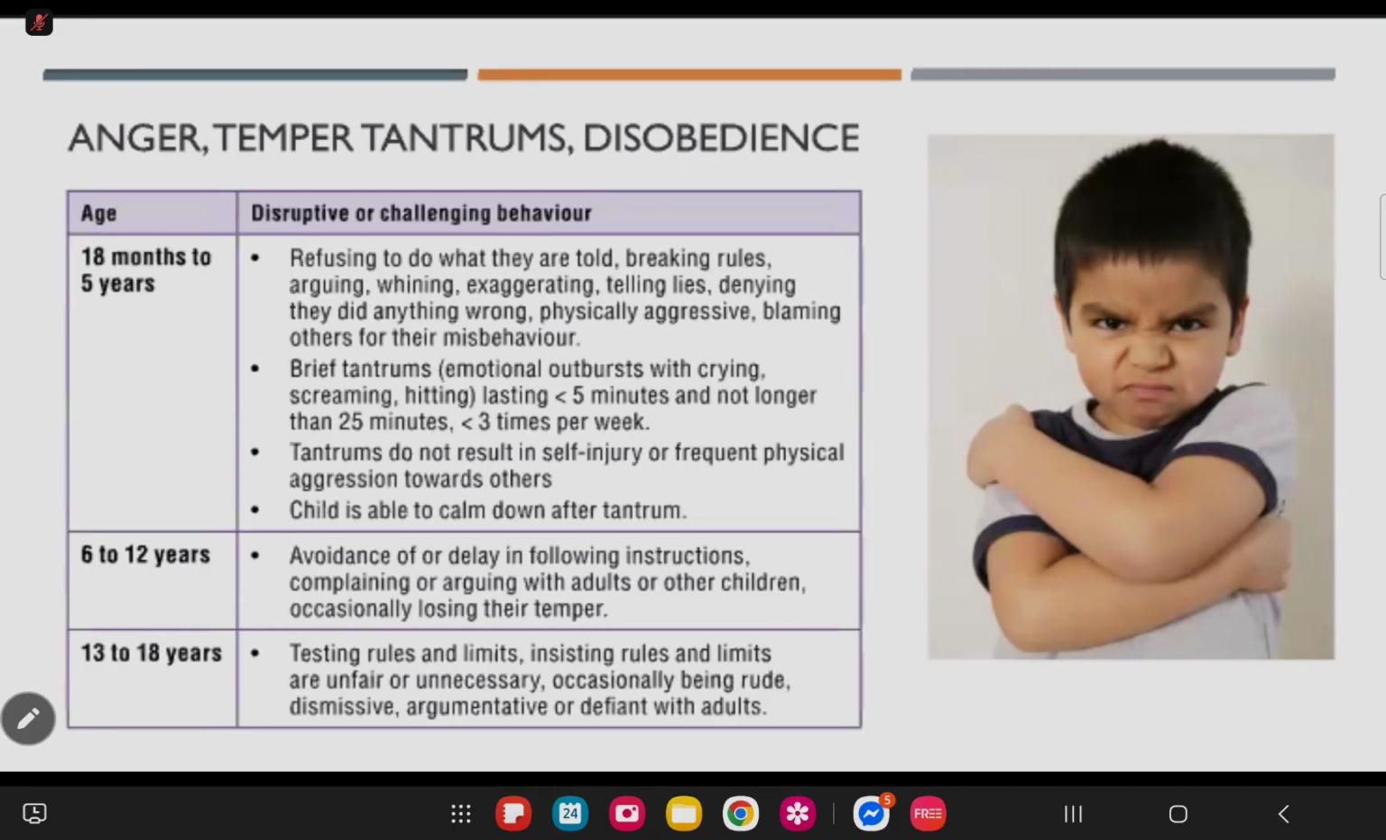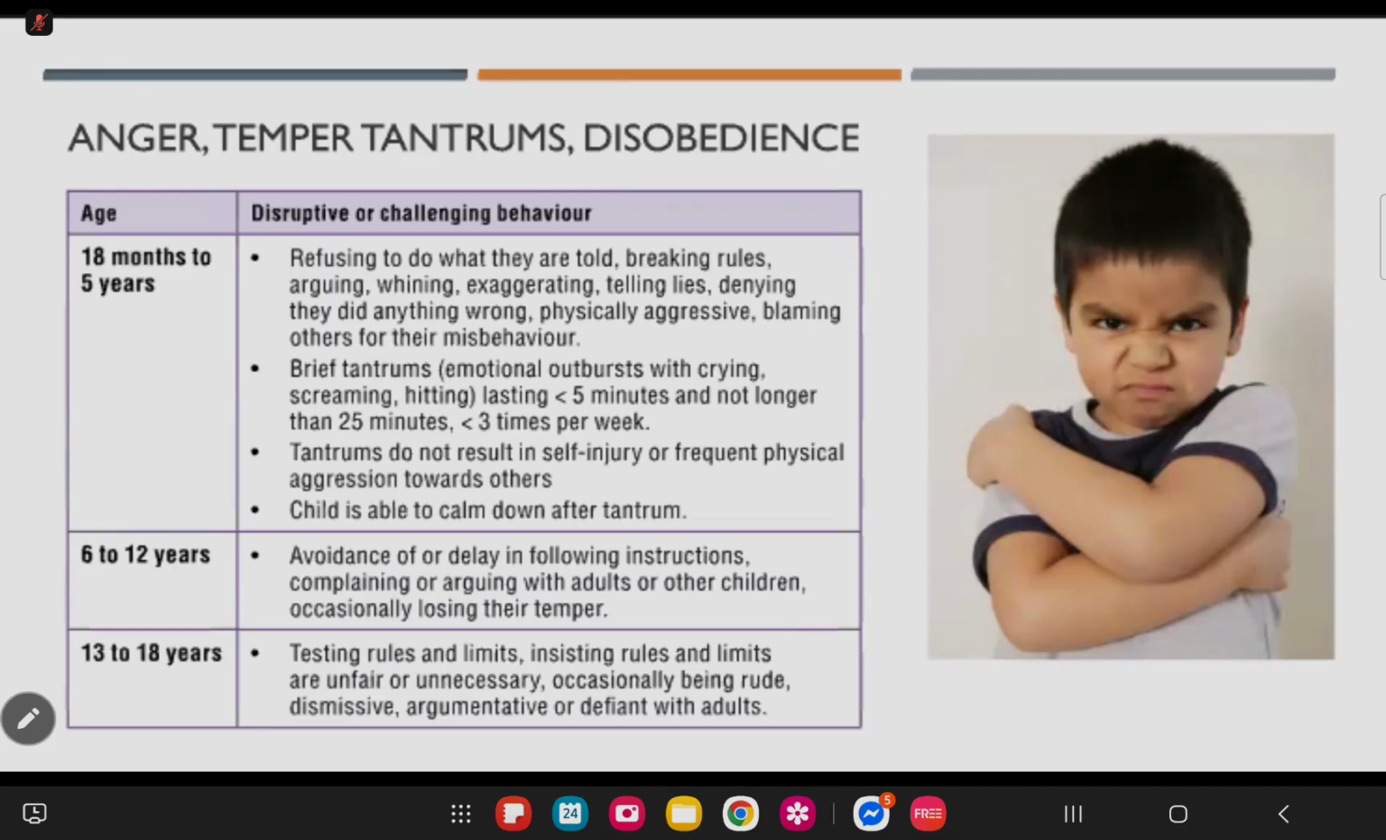So for your assessment, you have to assess whether the behavior or conduct complaints can be considered normal behavior. So what is considered normal behavior? This is what this table is about. It highlights the age-appropriate behavior that is accepted in children as long as they do not satisfy the criteria previously mentioned. So at 18 months to 5 years: refusing to do what they are told, breaking rules, arguing, whining, exaggerating, telling lies, denying they did anything wrong.